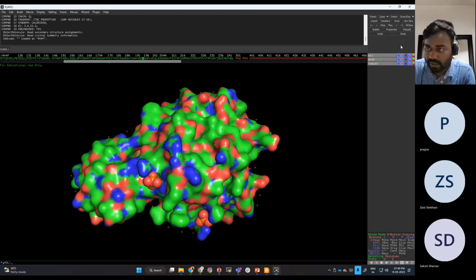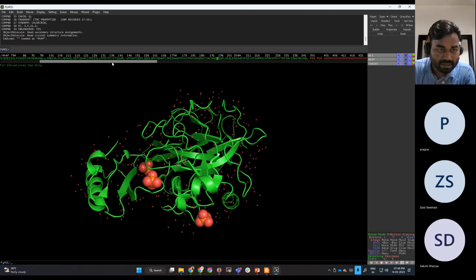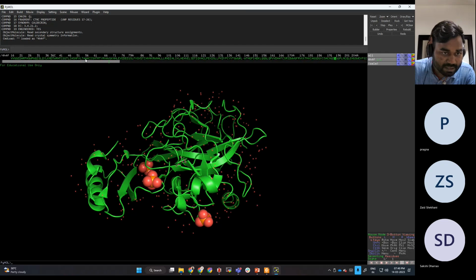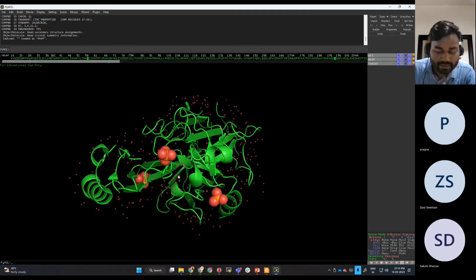So here, let me hide the surface. Okay, and then I will mark this. The other one was serine 195, then histidine. Which histidine? Histidine 57. So go to the position of histidine 57. This is 56 and 57. At 57 you have histidine. So see, both are in proximity, right here.